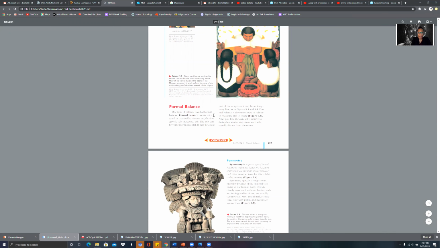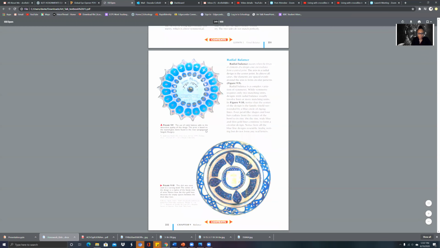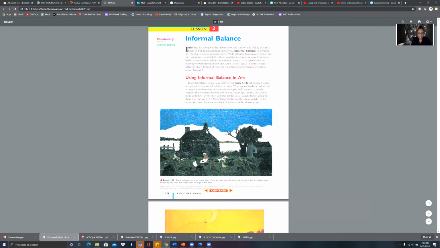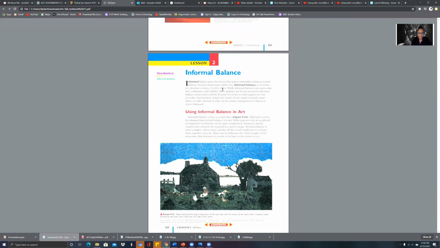So let's look at formal balance. Formal balance occurs, I'm on page 229 in your book. Formal balance occurs when equal or very similar elements are placed on opposite sides of a central axis, okay? So everything is symmetrical, is balanced formally on each side, okay? So when we scroll down and we want to look at informal balance, it means, or asymmetry involves balance of unlike objects. So when unlike objects are balanced, can express endurance, stability, and things of that nature. And we see this in African art.